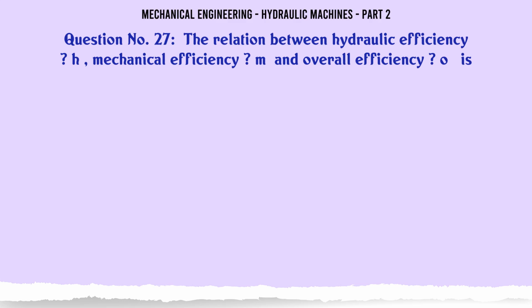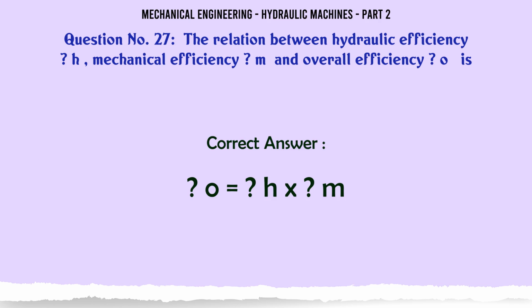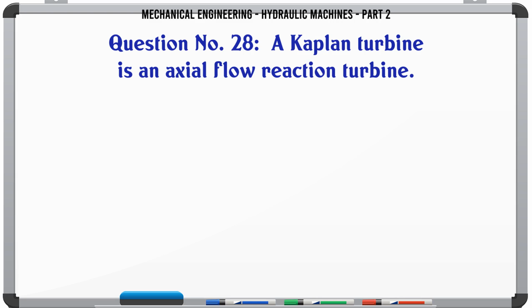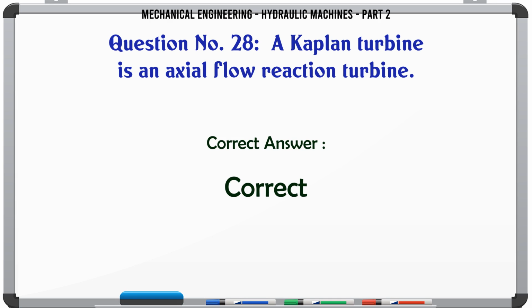The relation between hydraulic efficiency H, mechanical efficiency M, and overall efficiency O is A. H = O × M, B. M = O × H, C. O = H × M, D. None of these. The correct answer is O = H × M. A Kaplan turbine is an axial flow reaction turbine. A. Correct. B. Incorrect. C. D. The correct answer is correct.